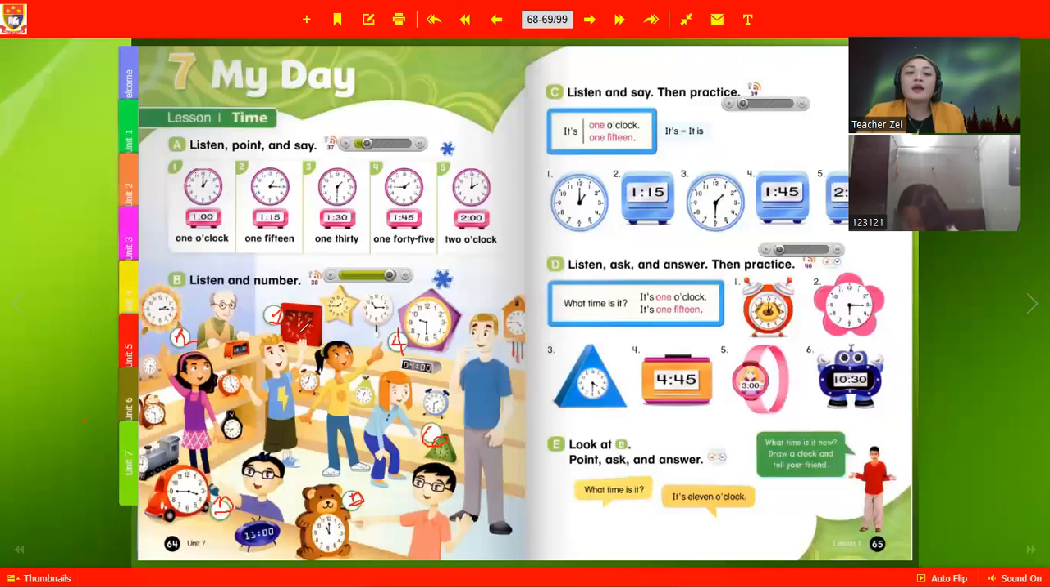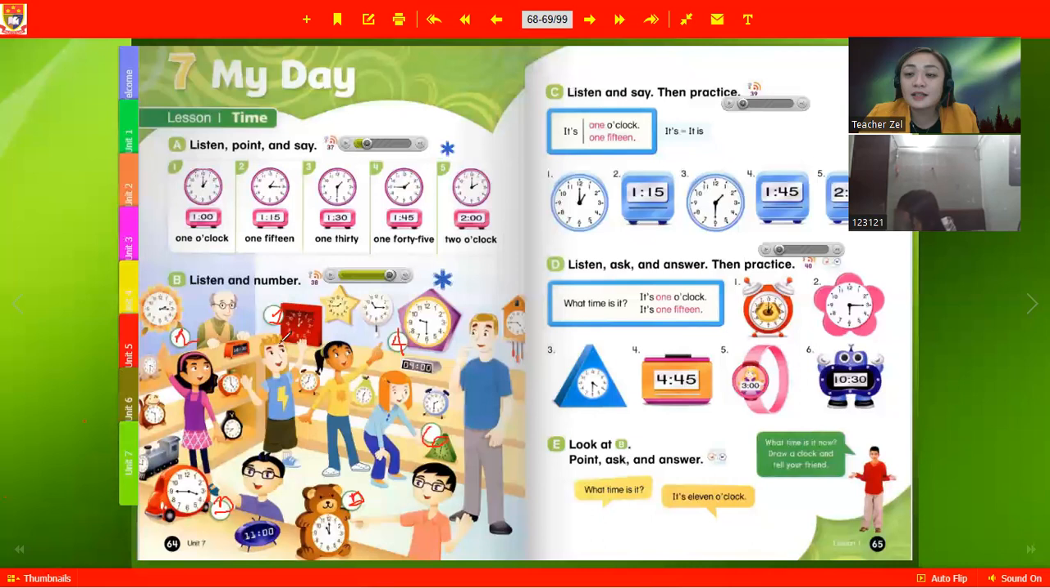What time is number 1? It's two o'clock. Look closer. It's 1 o'clock. Yes, it is 1 o'clock. So what type of clock is it? It is the red clock. It is a red clock.